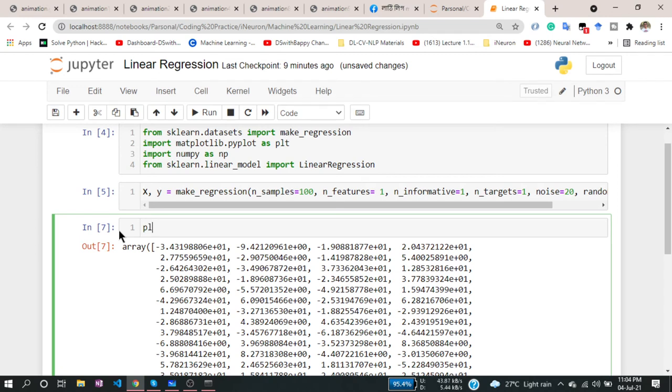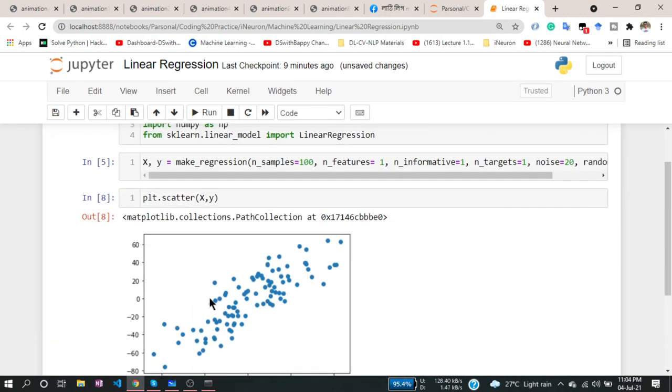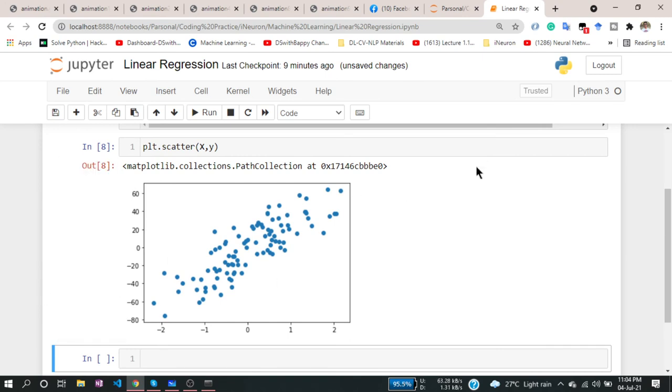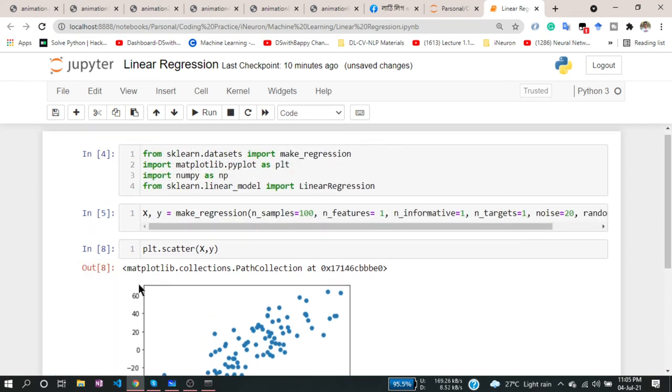Now plt.scatter, and I will pass x and y. Now let's run. See, it's a linear relationship. Are you getting it? If we are able to draw a straight line through that, my problem would be solved, right? So yes, linear regression will do.